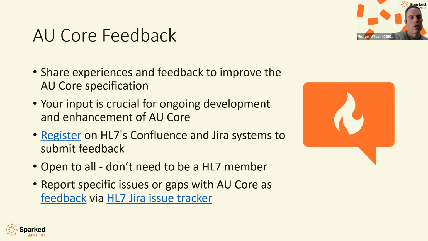In order to give that feedback, you need to register on the HL7 Confluence page and Jira systems so you can submit feedback. This is open to everyone. It's free registration. You don't need to be an HL7 member. Anyone can register. It's a fairly simple process. What that enables you to do is report any issues or gaps that you find with AU Core as you go. Anything you find during testing that you think is a problem with the specification, something's missing, something's wrong, something needs to change, you can raise Jira issues through that HL7 page and provide feedback.